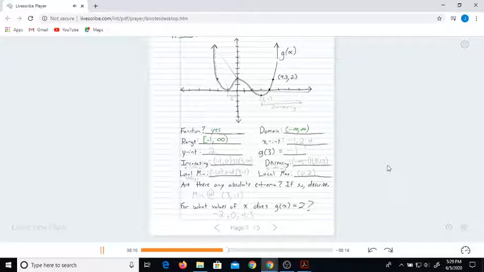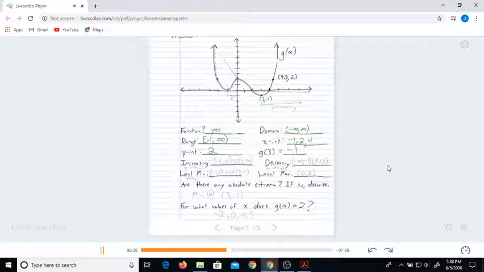X-intercepts, it touches the x-axis at -1, 2, 4. Y-intercepts, crosses the y-axis at 2. G at 3, so that's right here. We have 3, -1. So when we're at x value 3, the graph is down at -1.